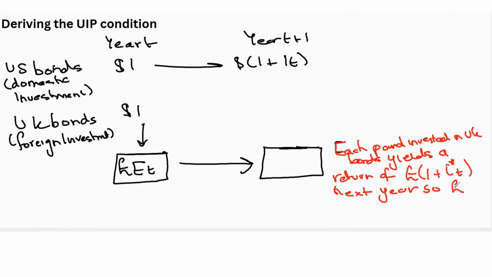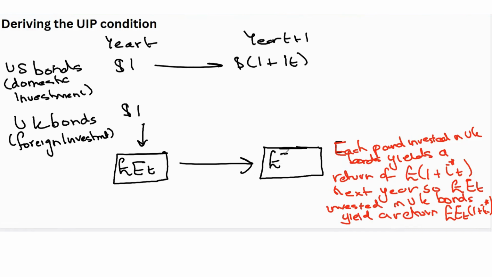So if you're investing 80 pounds in UK bonds, and £1 gives you a return of 1 plus I star T, then 80 pounds will give you a return of 80 times 1 plus I star T. So at the end of the year, since you've invested 80 pounds, you will get 80 times 1 plus I star T. So then, moving forward, now let's see what happens.